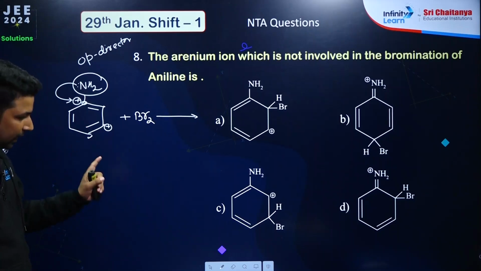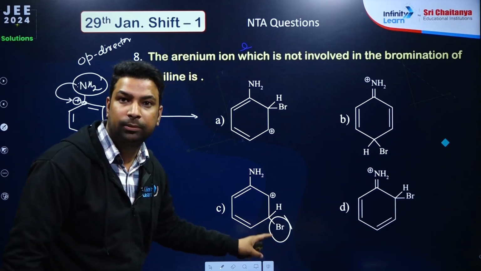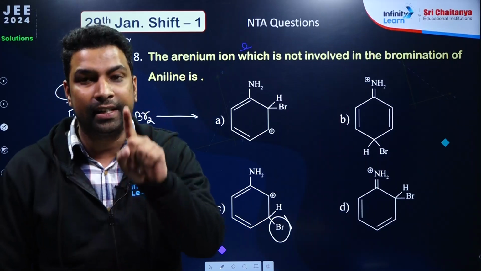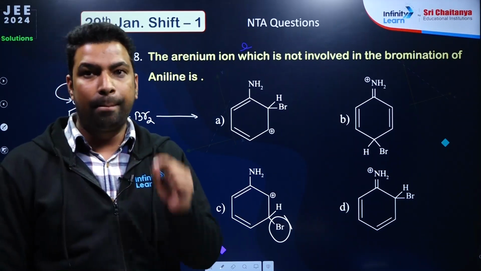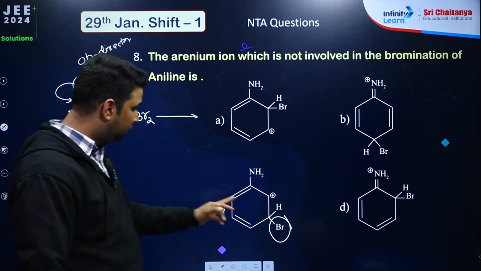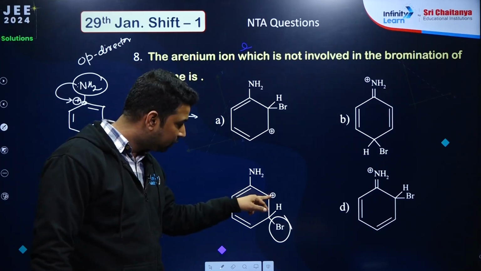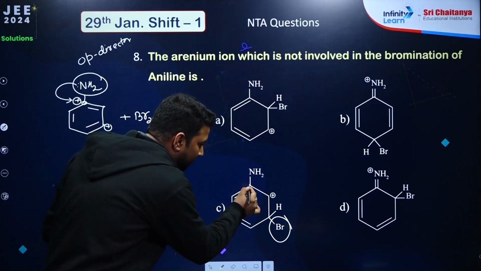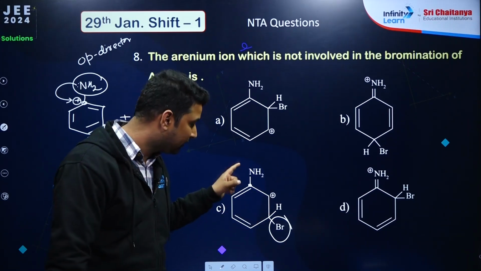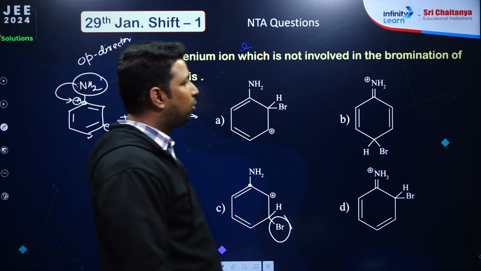meta position. So in the C option you can see Br is attached on the meta carbon, which is not possible, because electron density will decide the reactivity of the system, but attacking directivity will be decided by the stability of the Wheland complex. If Br attacks on this carbon, this carbon will achieve positive charge, and this positive charge will never appear on that carbon. So this positive charge will not be directly stabilized by the group. That's why this attack will not be favorable, and hence it will not be involved in the bromination.